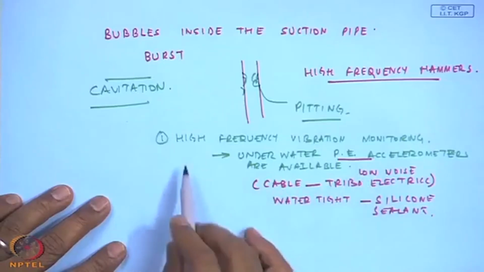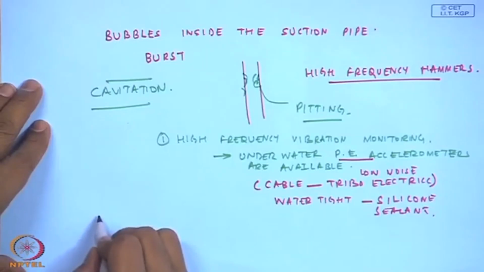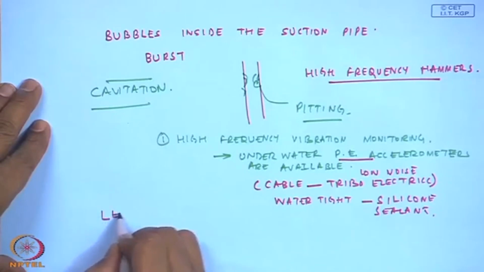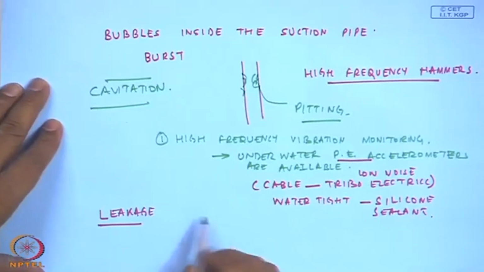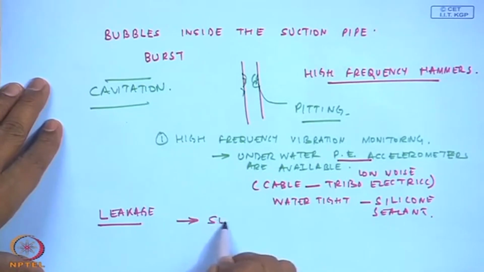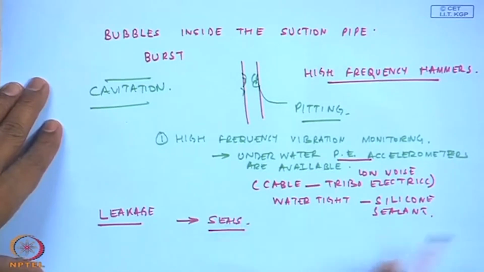So, we can monitor the vibration because of cavitation on the pipeline, because if this goes unnoticed, it will pit the internals of the pipeline or the casing, and then they will become weak, start to leak and then get damaged. Another important aspect is leakage. So, leakage has to be prevented with seals, good seals.